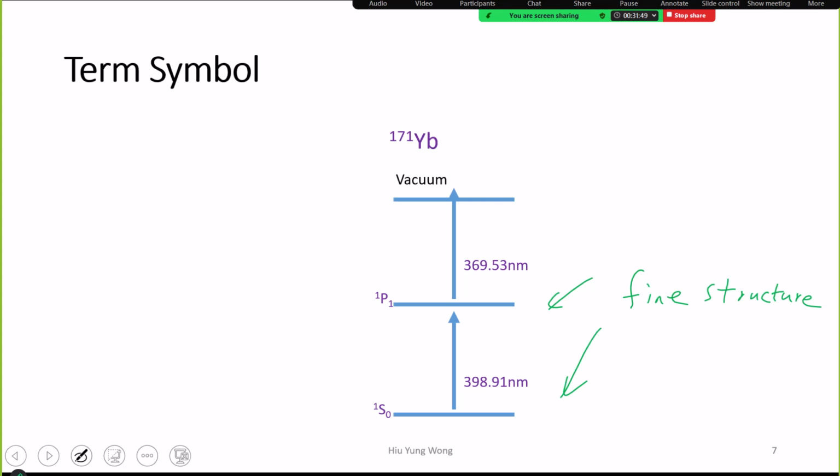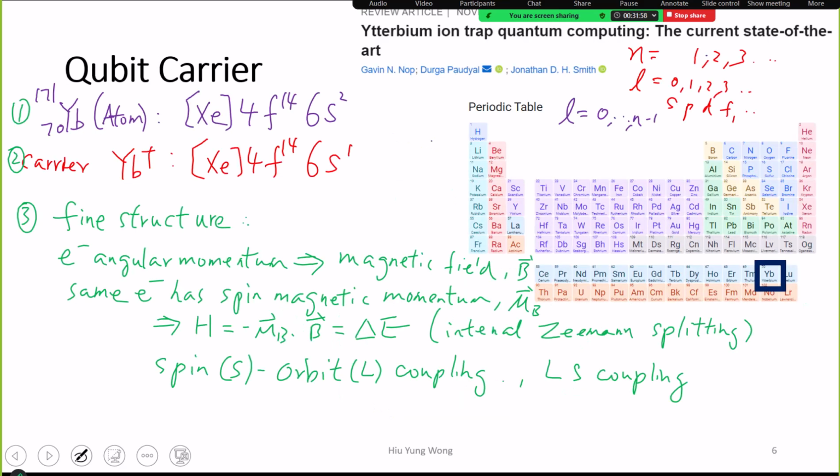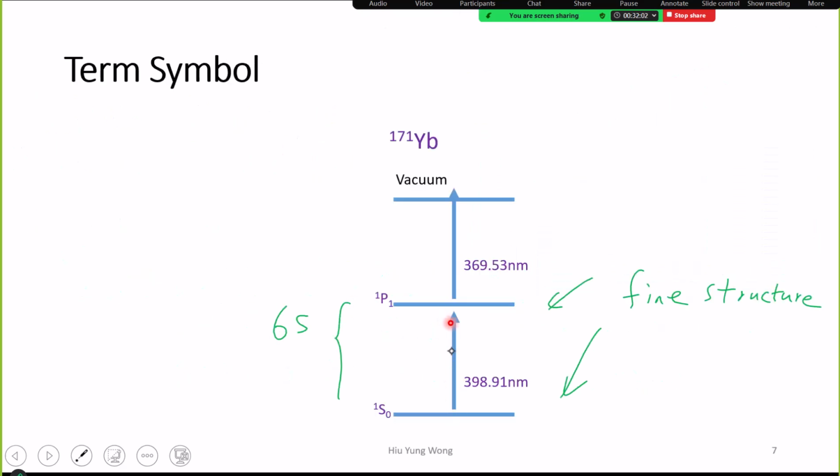Right? They all belong to the 6s orbit, right? They all belong to this orbit. But I have two levels due to the spin orbit coupling. Okay?